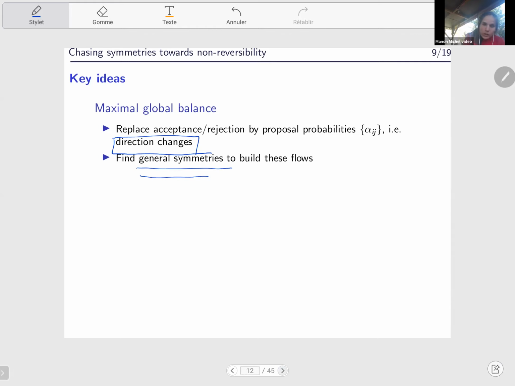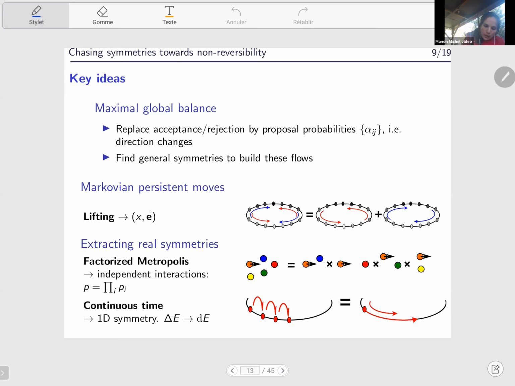The key idea we have here will be to add persistency through lifting, which is actually the same idea as in HMC. And then we will be spending our efforts on extracting these real symmetries. This will be done by factorizing, if possible, the interaction, and so going from a global probability transition into a product of independent ones. And then to add continuous time in order to also gain the symmetry of going up to the point of rejection, okay?